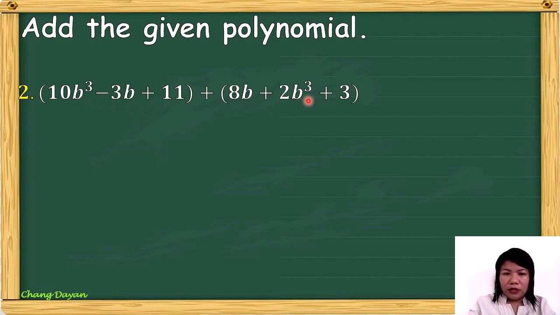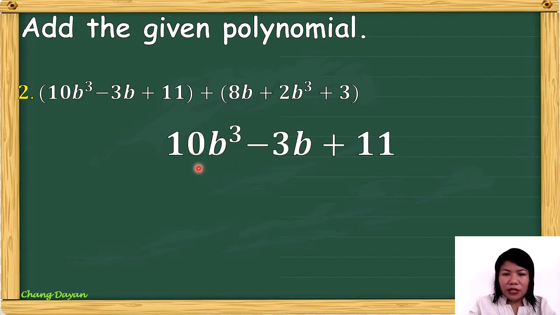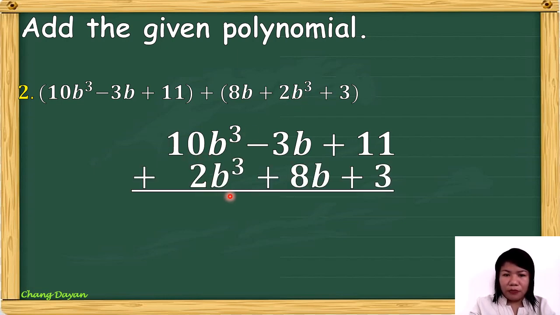So, gamitin natin ang vertical form. You have 10b cubed minus 3b. Itatapat natin sa 10b cubed ay yung 2b cubed. Kasi pareho sila ng literal coefficient. Magkatapat po, 2b cubed. Magkatapat ang negative 3b at positive 8b. At ang constant na 11 at 3. Now, let's proceed. Let us add 1 by 1.